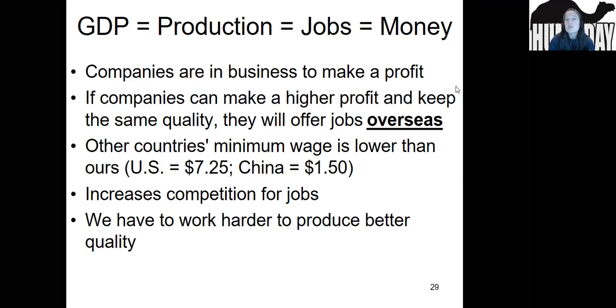money per hour. So a Nike plant here in the United States would have to pay each worker at least $7.25 an hour. For a manufacturing plant in China, each employee only makes $1.50 an hour to produce the same shoe. So why not open up their plant in China? Smart business decisions, bad for Americans because the shoes still cost $200. So, in effect, this just increases the competition for our jobs. We have to work harder and we have to produce better results and better quality.